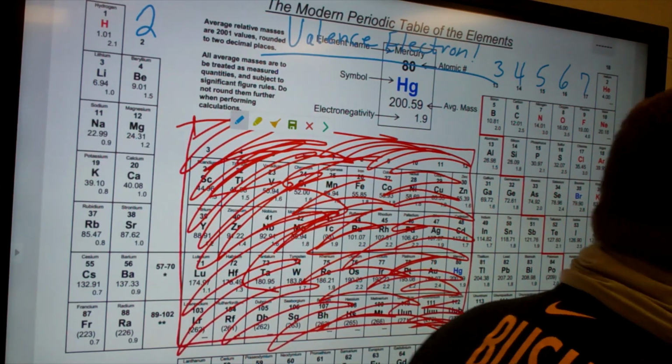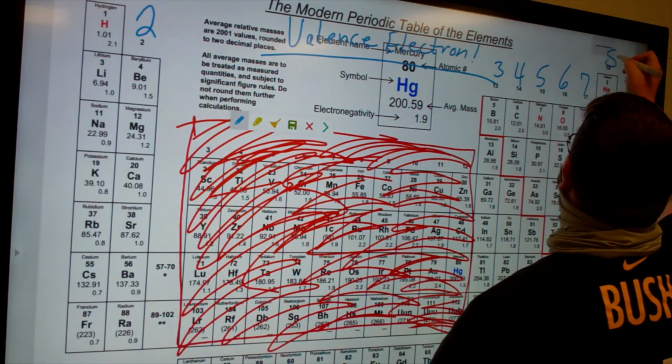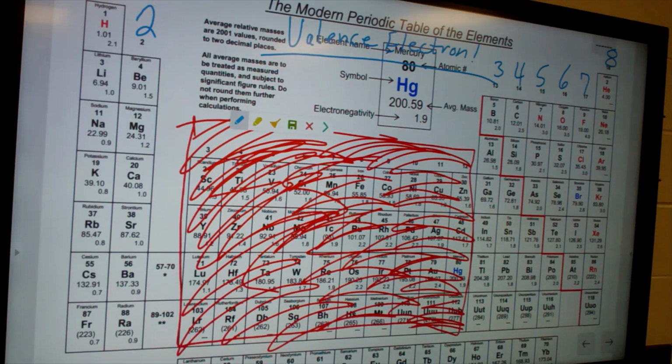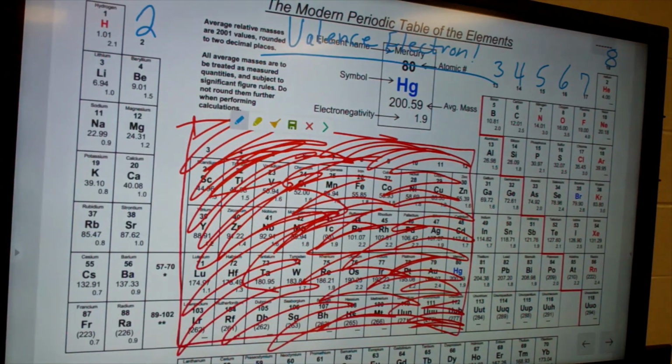Alright. If you get this one, I'll crack the joke I cracked in first period, and everyone was like, what in the world? Column 18? 8. Oh my goodness, you will spank the SAT like a baby. 8 valence electrons. Okay.